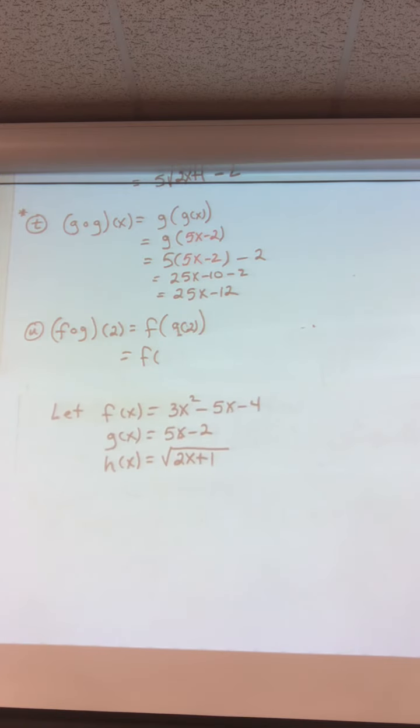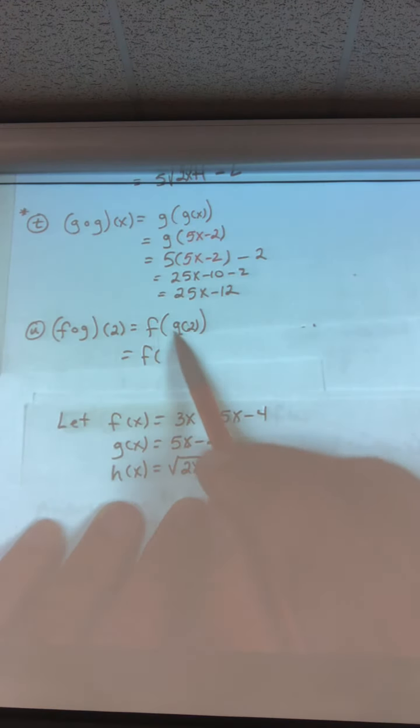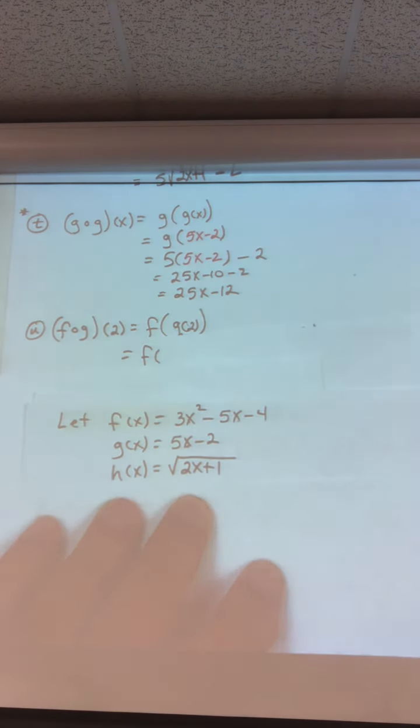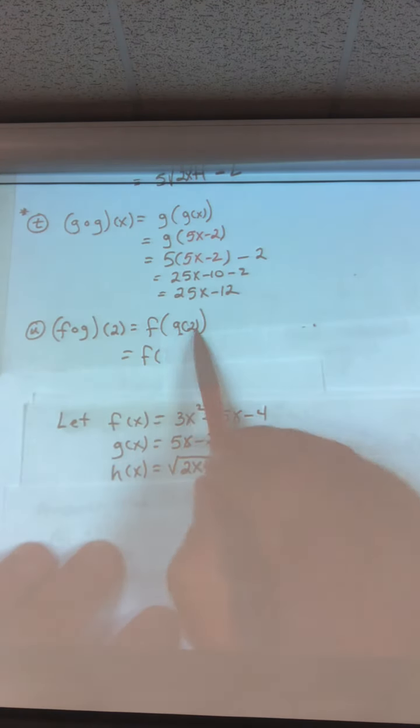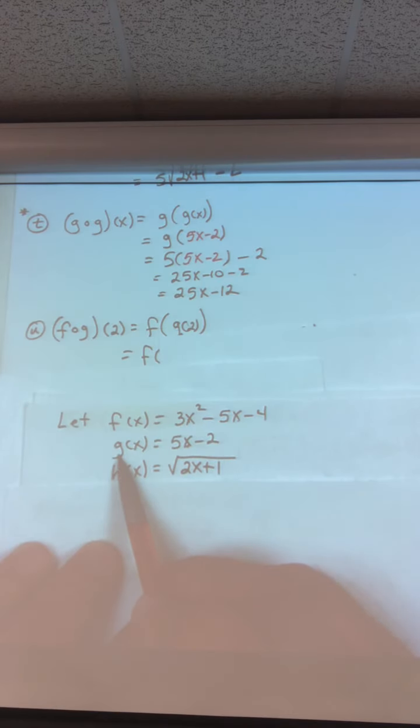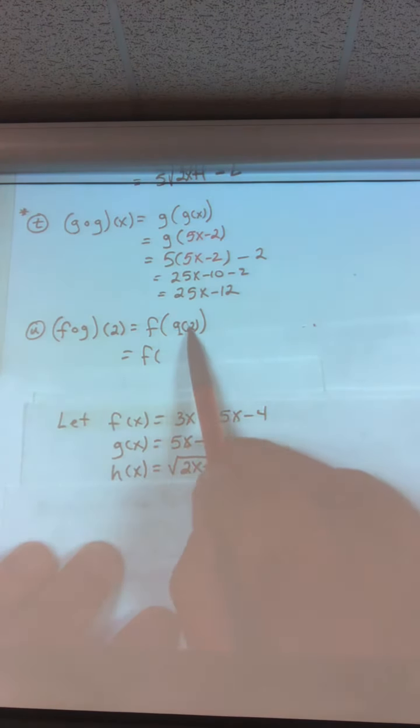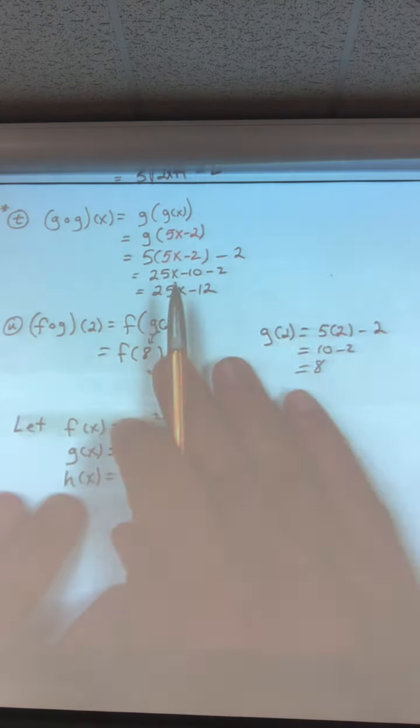Now we've got to work what's inside here. G of 2. Now, how do I find G of 2? You come to the G function and put 2 into the G function. So you're going to take this 2 and put it right there and work that out. Now, you can do it on scratch work if you want to, but we'll just do it in our head. G of 2 would be 5 times 2, which is 10, and 10 minus 2 is 8. And I did that on scratch work over here.